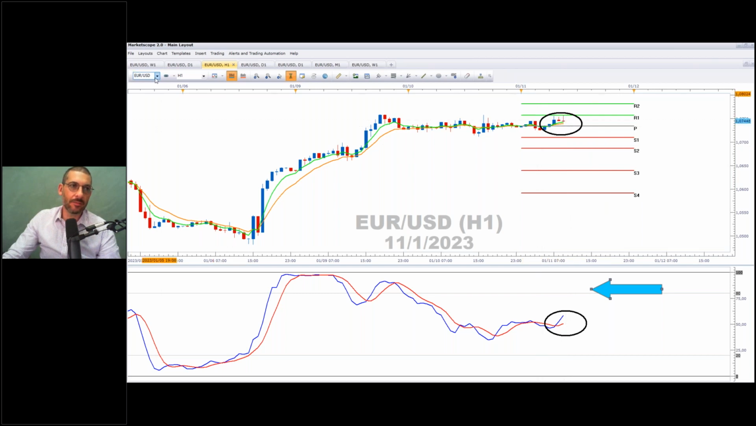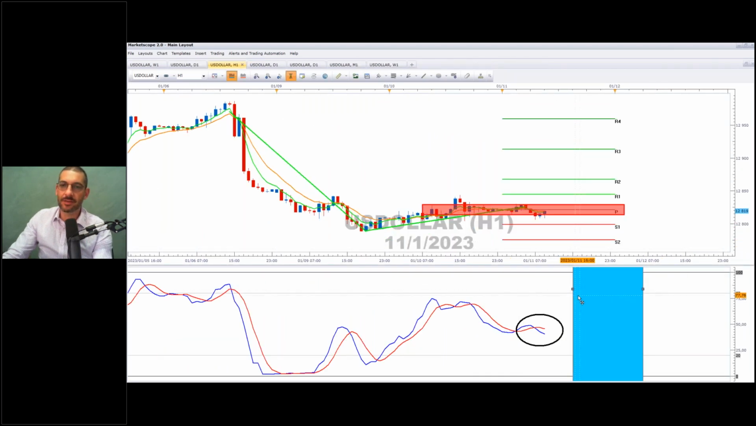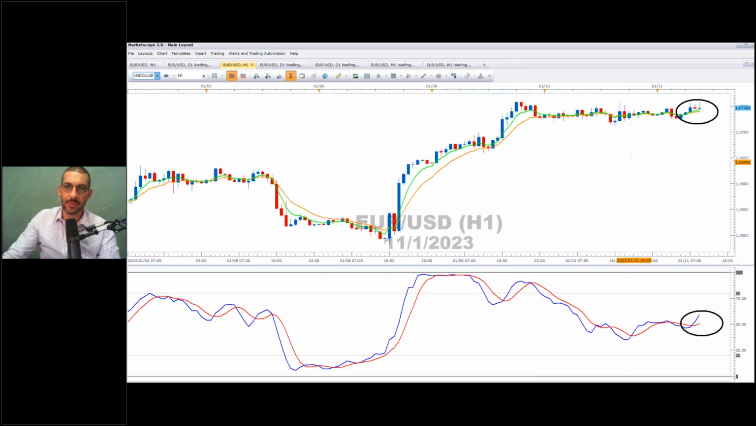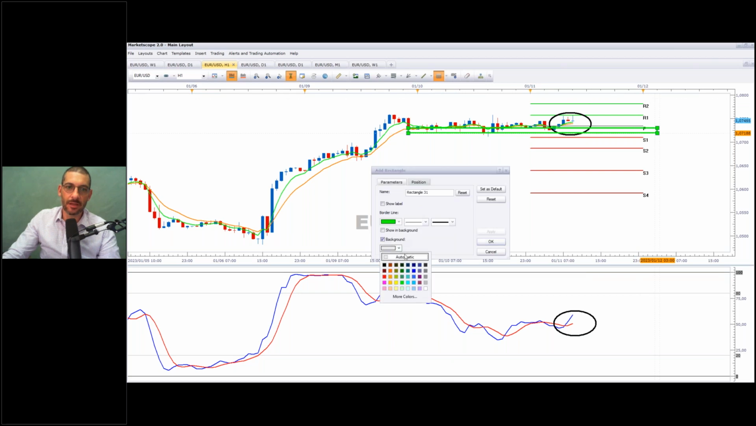It really depends, going back to the US dollar. Does the US dollar react off of resistance? If the US dollar reacts off of resistance, then the euro US dollar probably reacts off of its support, which is over here. Guess where? At its central pivot. So sort of mirror images of one another.